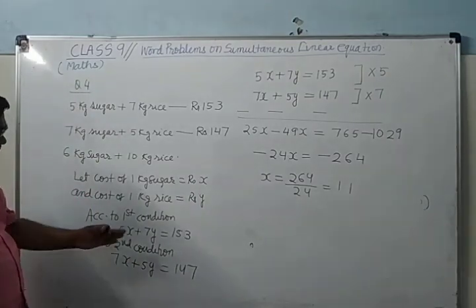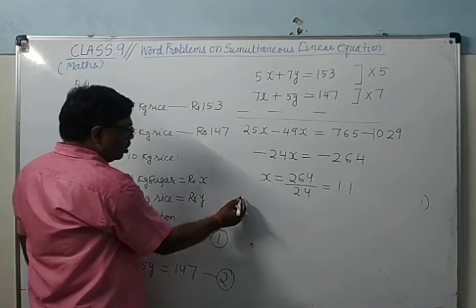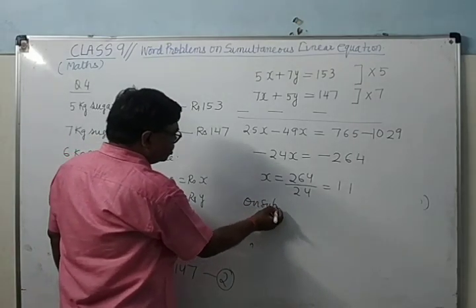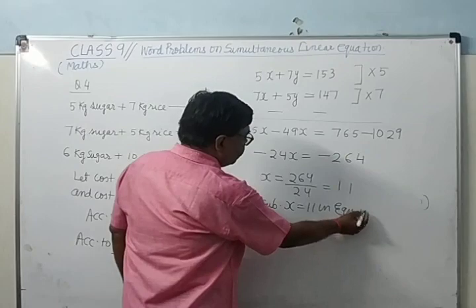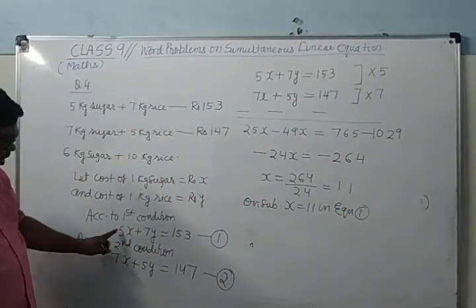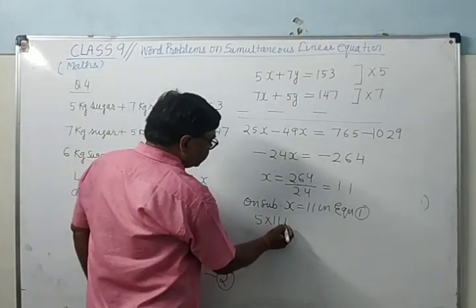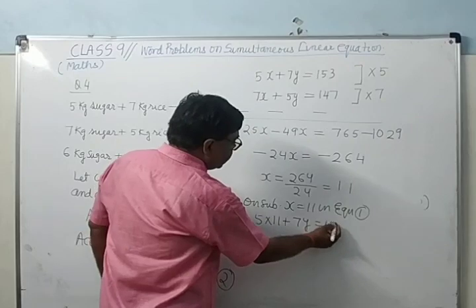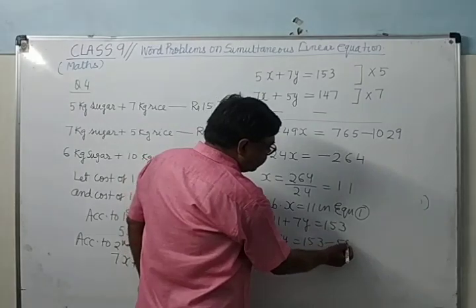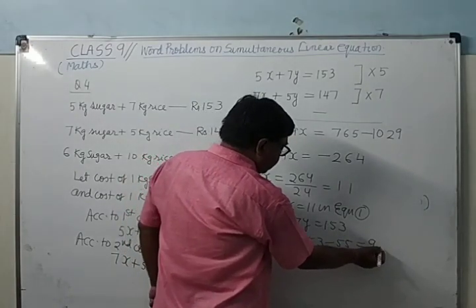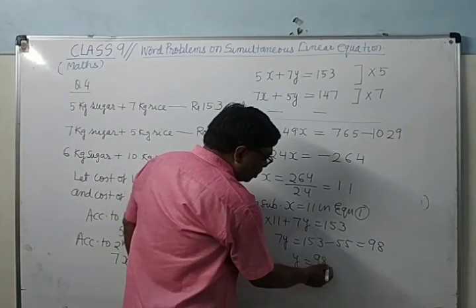Now you substitute this in any one equation. You can take equation 1. So on substituting x equals 11 in equation 1, 5 into 11 plus 7y equals 153. So 7y equals 153 minus 55, that is equal to 98. So y equals 98 upon 7.